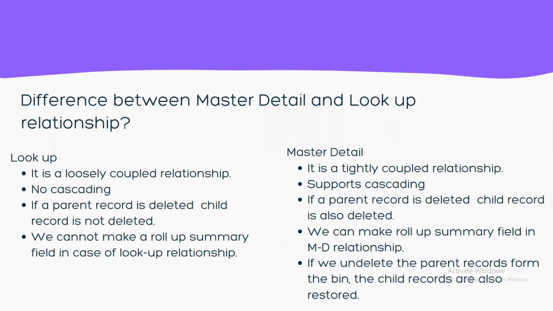Now, in master detail relationship, it is a tightly coupled relationship. It supports cascading. So what is it? If a parent record is deleted, the child record is also deleted. We can make roll-up summary in the master detail relationship. And if we undelete the parent record from the bin, the child records are also restored. What does this mean? If we delete a parent record in master detail, the child record is also deleted. But the question may be asked, what if we undelete the parent record? So the answer will be the child record will also get restored, right?